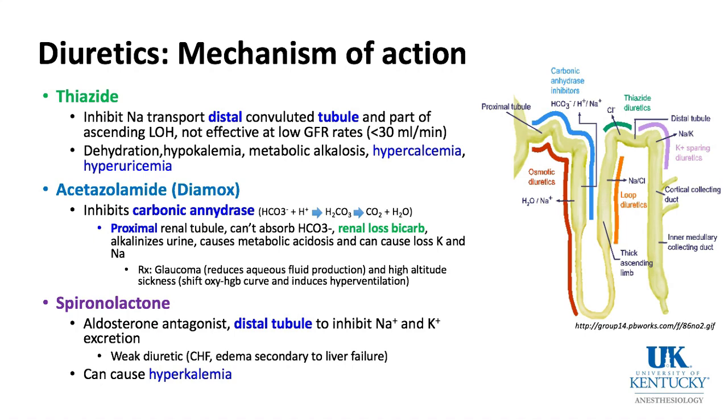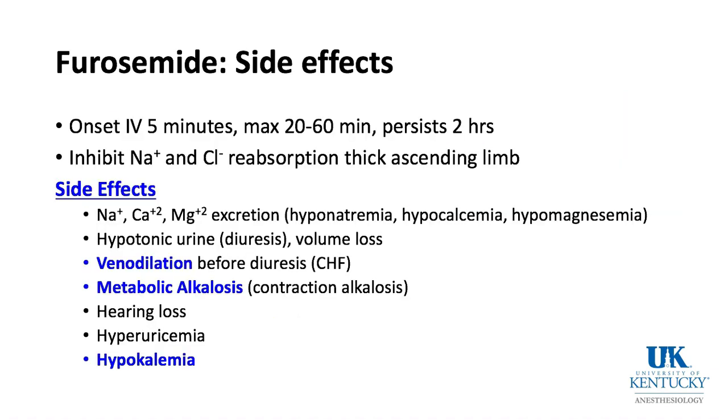Spironolactone is shown in the purple, and you can see where it acts is in the distal tubule. It's an aldosterone antagonist. And aldosterone helps you reabsorb sodium and excrete potassium. So if you inhibit that, you're obviously not going to excrete as much potassium, and these potassium-sparing diuretics can actually cause hyperkalemia. So a side effect of Aldactone, spironolactone, is hyperkalemia. It's a weak diuretic, sometimes used in patients with heart failure and edema secondary to liver failure.